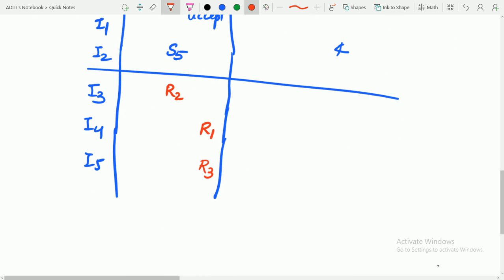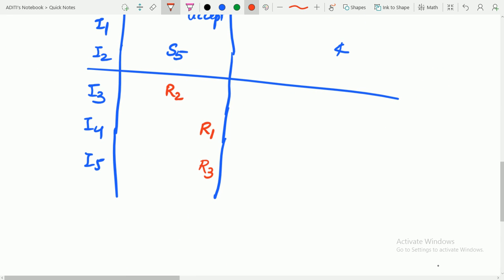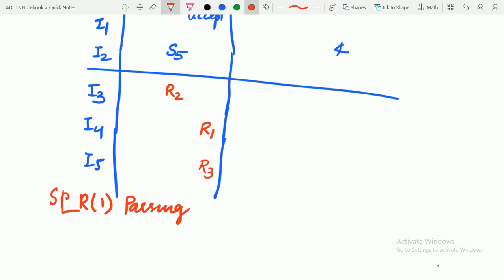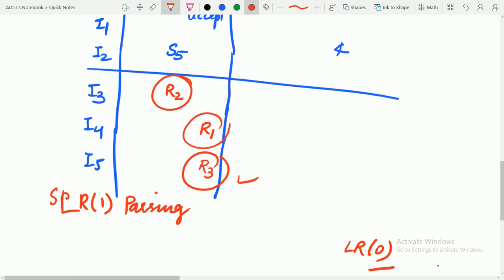So that is all for our SLR1 parsing table, and this is very easy if you understand the LR0 parsing table, because the changes are only in the reduce entries, that is, the red colored entries. Red colored entries are different, the rest are the same. I hope that you got it all right.